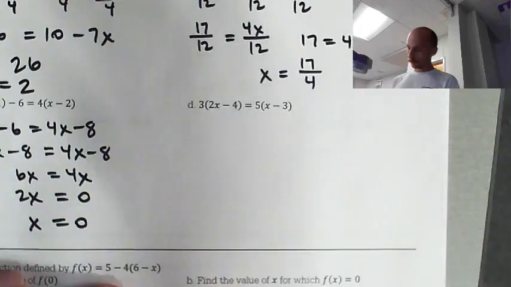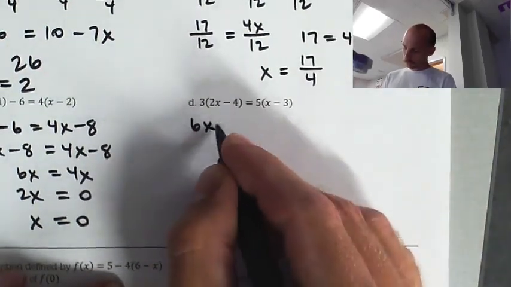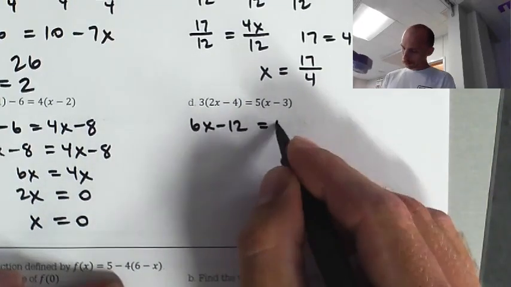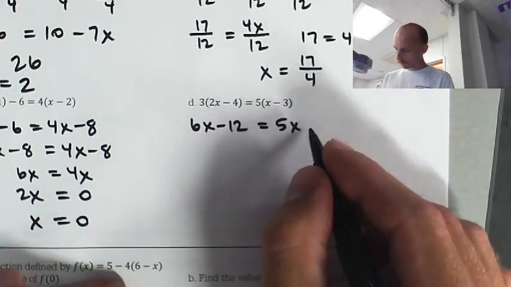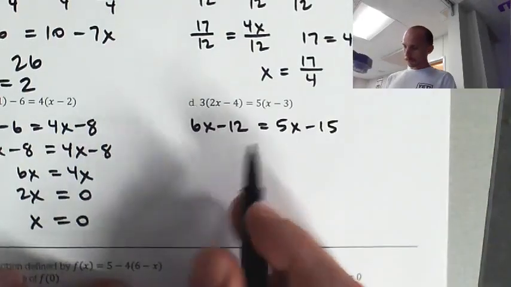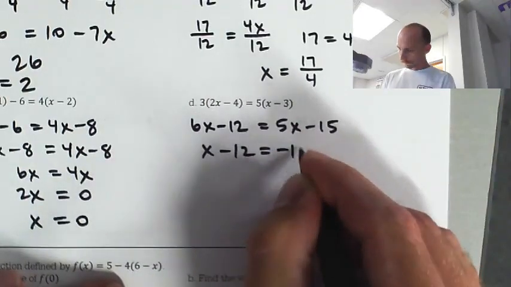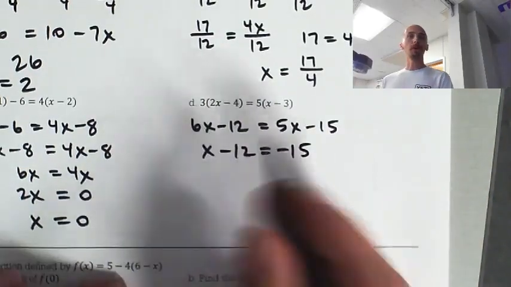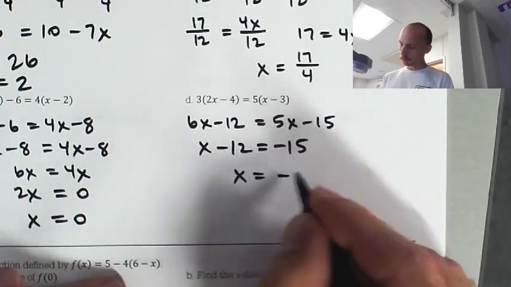So we'll do the next one pretty much the same way. Start by distributing the 3 over the 2x and the negative 4. It's going to equal 5 multiplied by the x minus 3. So 5x minus 3 times 5. Subtract the 5x over here, and then I'll get rid of this minus 12 by adding 12 to both sides. So x is going to be negative 12 would be negative 3.